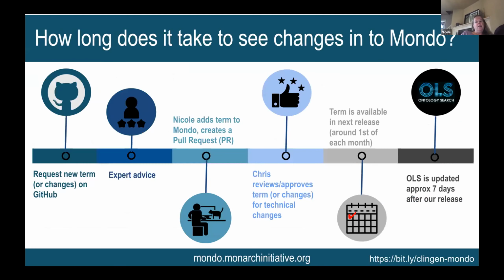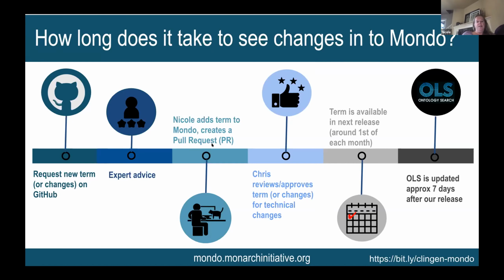And then one question that I think probably everybody has is, how long does it take to see the changes in Mondo? So I created this timeline to show how the whole process works. We start with you all requesting new terms or new changes to Mondo via the GitHub tracker. The GitHub tracker is open and publicly viewable, so the ticket is posted and anybody can see it. Those who are watching will get notifications. Then the tickets are open, and we hope to get some expert advice and people to weigh in with any comments or suggestions.